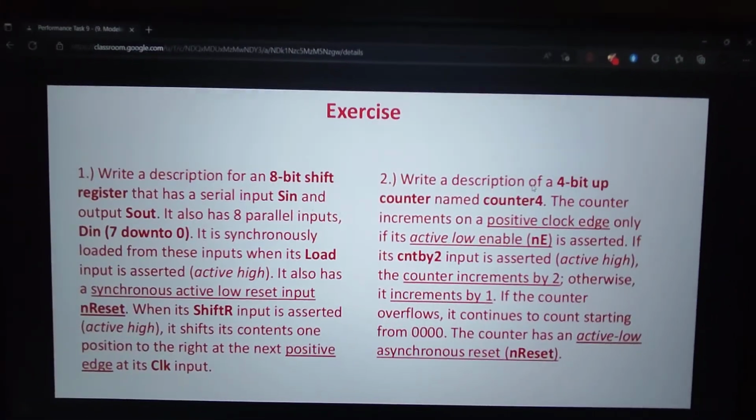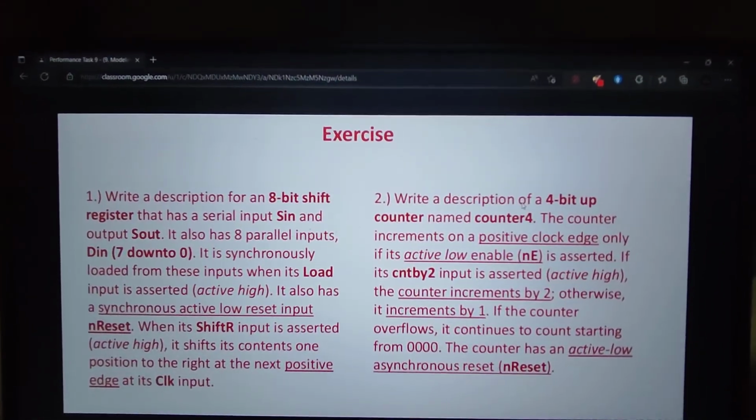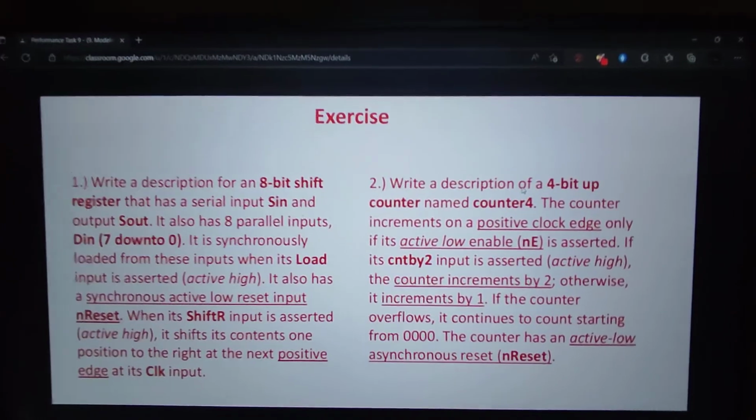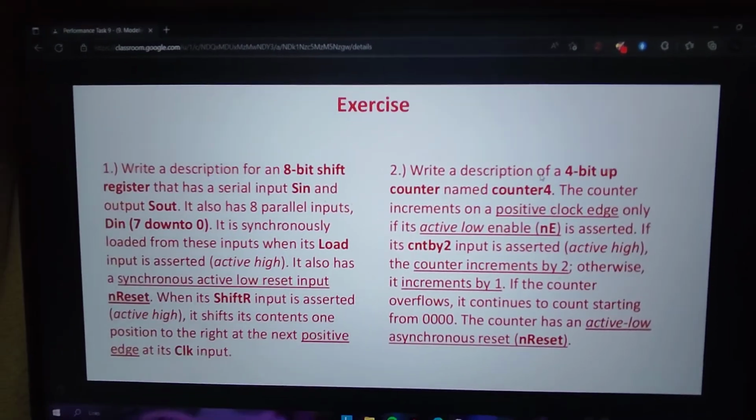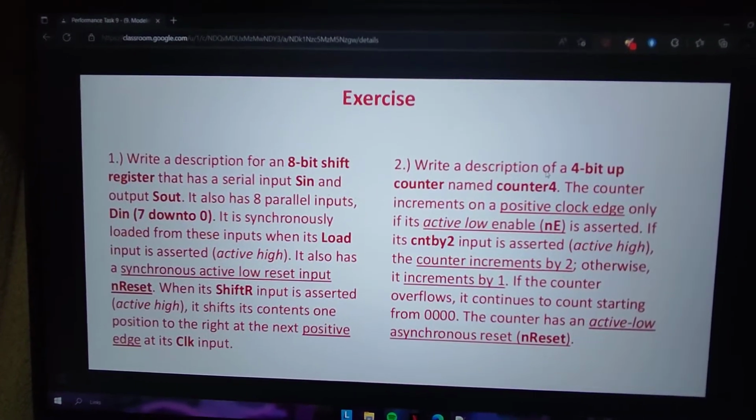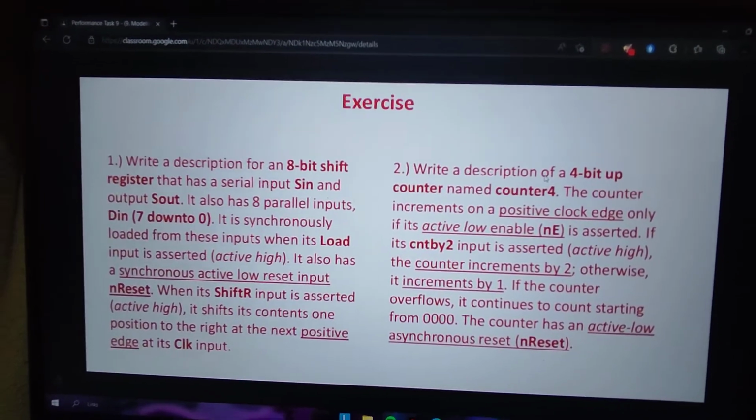Good day everyone. Today I'm going to perform our performance task 9, which is number 1: write a description for an 8-bit shift register.